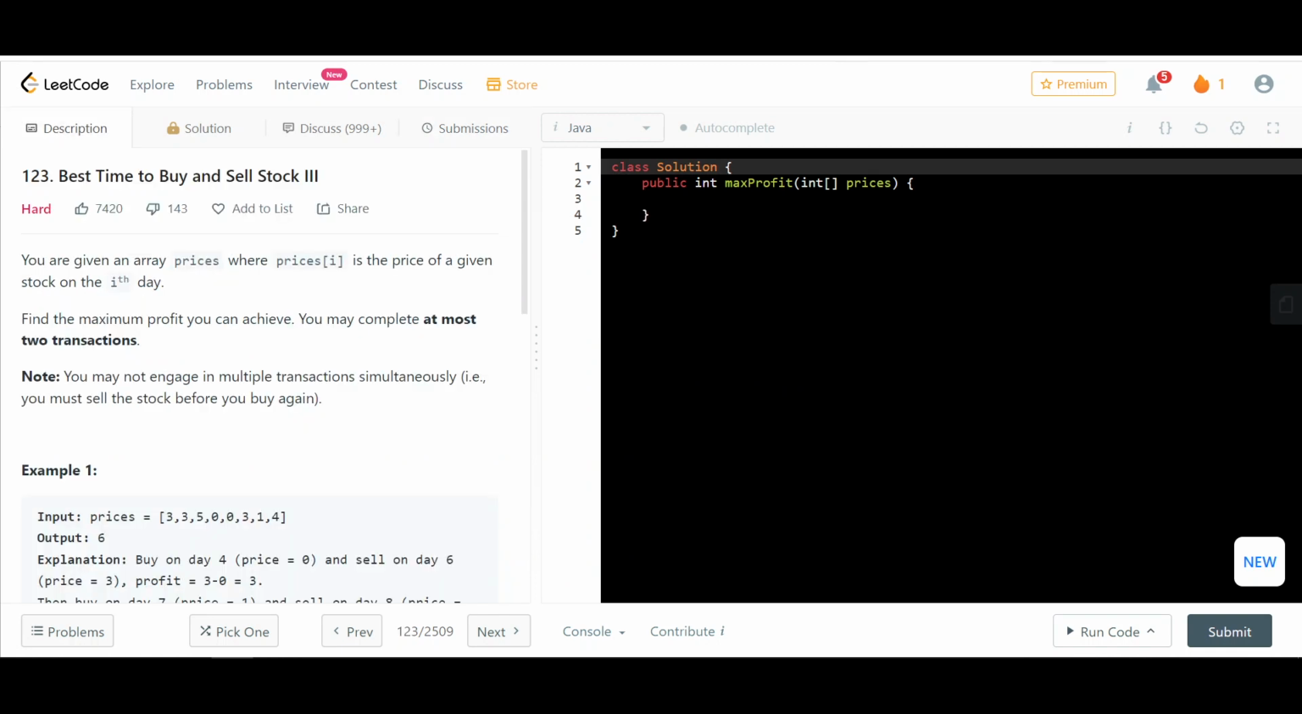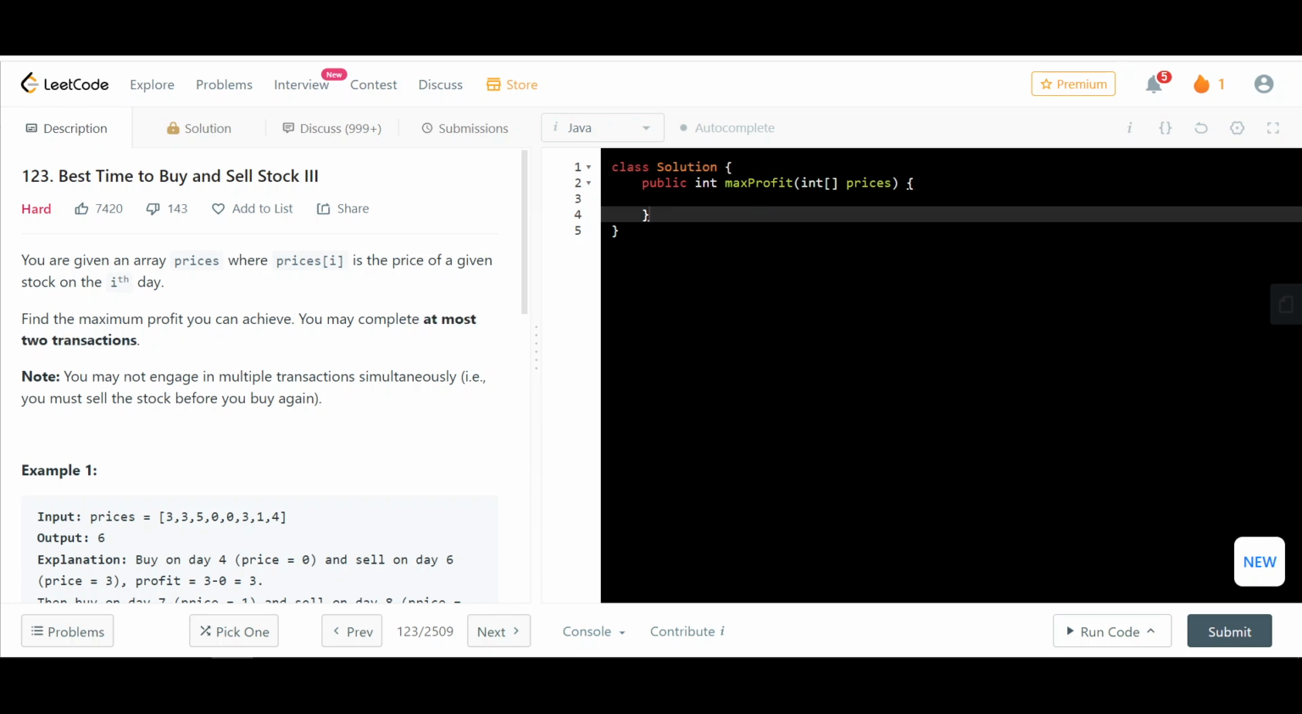Now watch this. So you're given again the same array of prices. Find the maximum profit you can achieve. But the condition here is you can complete at most two transactions. So you cannot do more than two transactions. So like when we're doing buy sell, now it's buy sell. Okay, so the thing to note here is the sequence, right?